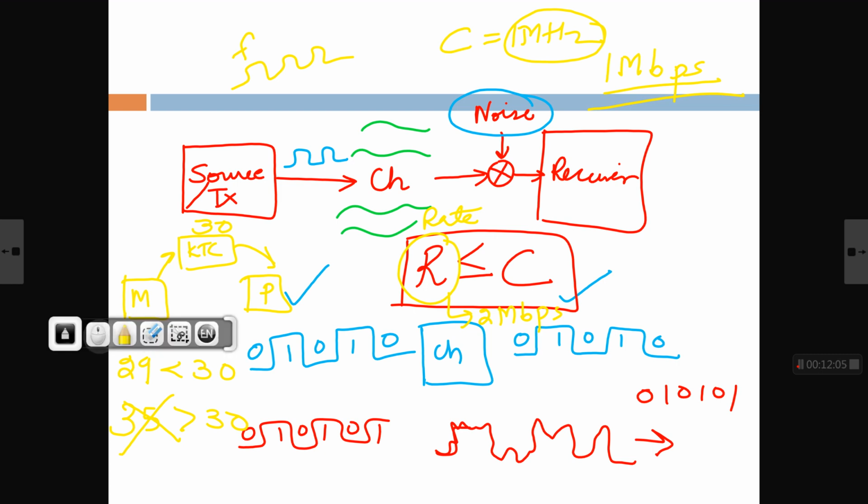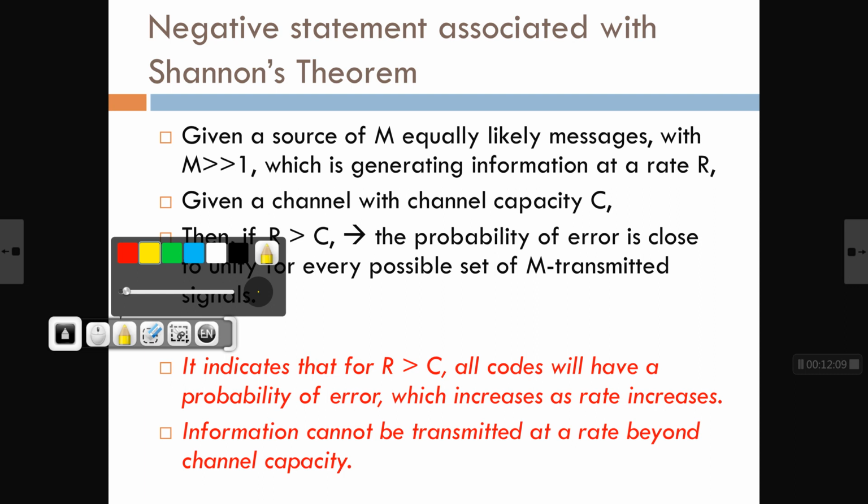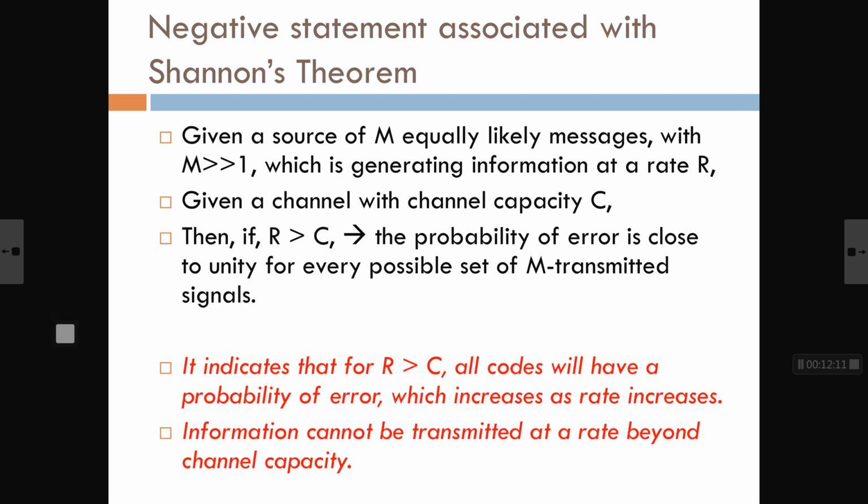Fine. Now there is a negative statement of Shannon. What does this negative statement of Shannon's theorem tell us? Given a source of m equally likely messages, with m much greater than 1, generating information at the rate r, and given the channel capacity c. The first two points are the same, that's why I have separated them. It is one theorem only, but it says that r is greater than c. I just took an example: r as 2 Mbps and c as 1 Mbps.